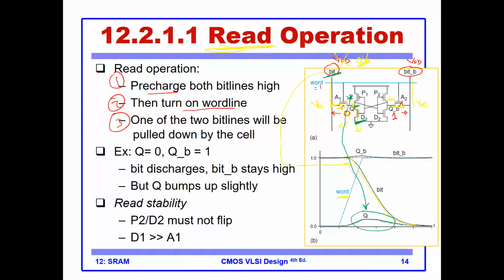That's why we say D1 must be much, much stronger than A1. D1, which is the discharging MOS transistor, must be much stronger than A1, which is the access transistor. How do we make this? Well, it's all about W/L. W/L for D1 should be much larger than W/L for A1. That's how we make transistors stronger, by varying the sizes of W/L. So this is the read operation, where I copy the value of the cell onto the bit lines.